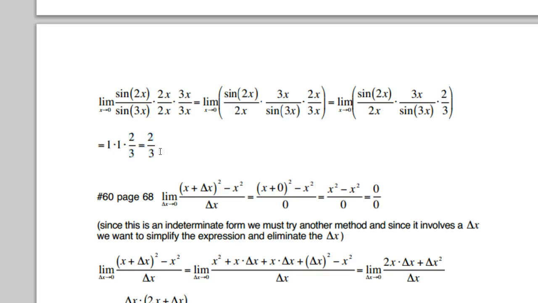And if you remember your rules for limits, when you plug a limit into a constant, you're going to get that constant. Ta-da, you're good to go.